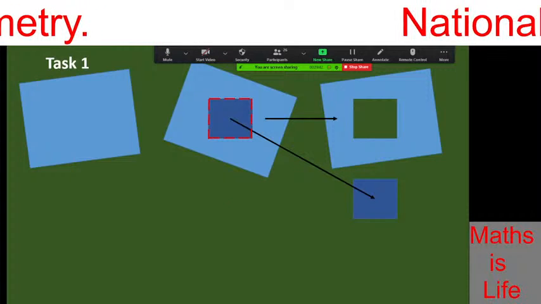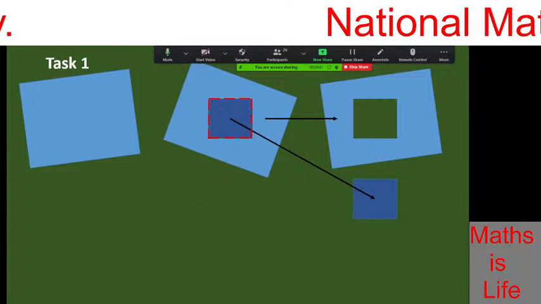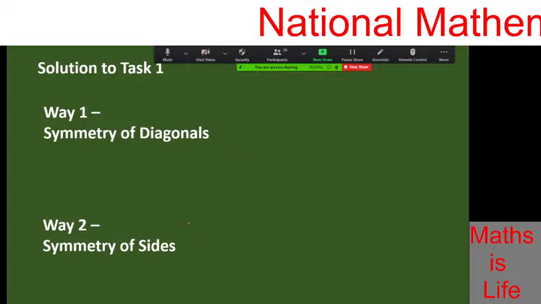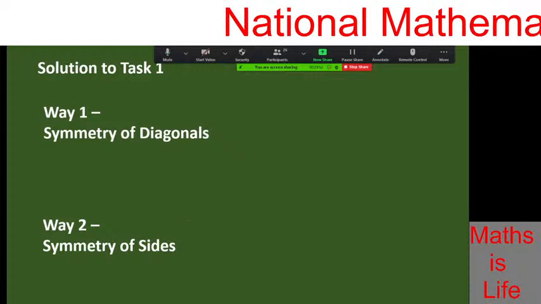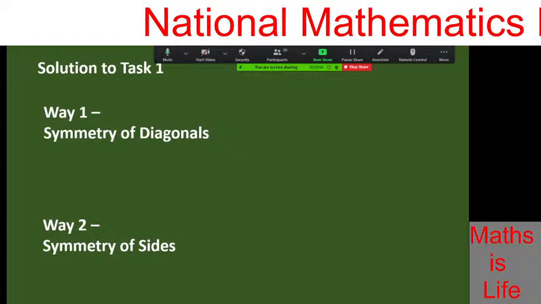So we have to cut out this square shape from this paper using only one straight cut. How can we do that? We can use the symmetry of squares. There are two ways to solve this. There are two symmetries in this figure. The one symmetry is in the diagonal.